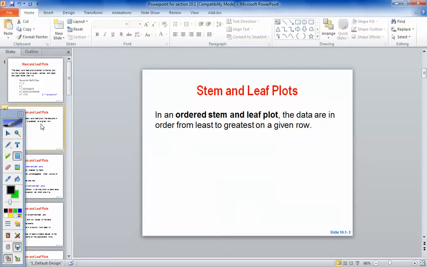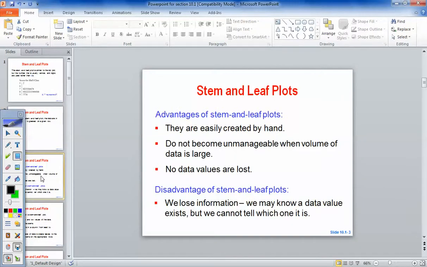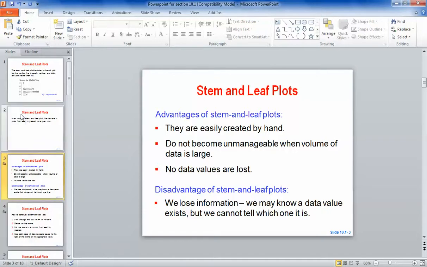Let's see. It says in an ordered stem and leaf plot, the data are in order from what? Least to greatest. That makes sense. Okay, I think we're okay with that. Stem and leaf plots, they're easy to create. They don't become unmanageable when the volume of data is large and no data is lost. You know, this really just kind of tells you why we would want to use them. So not a big deal there.